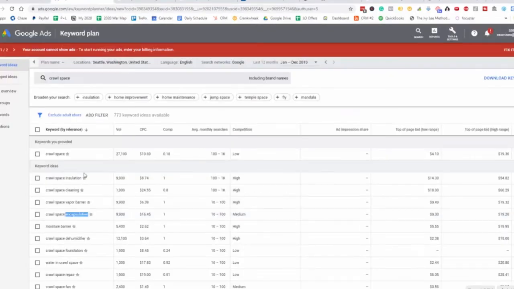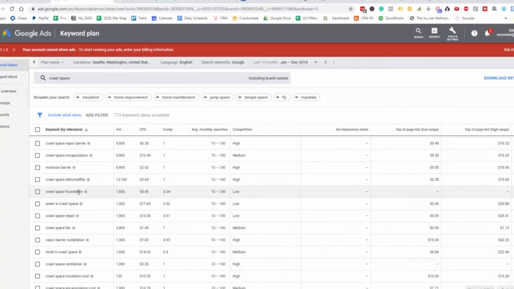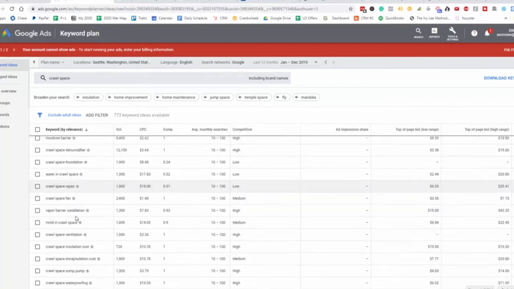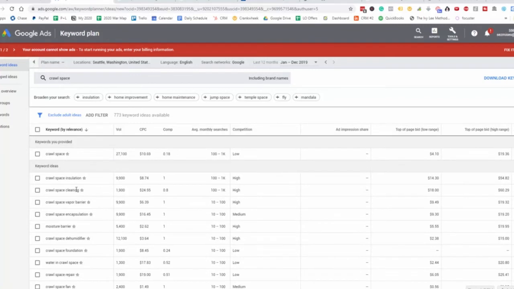Okay, so go down here. Crawl space dehumidifier. This looks more like a product here. Crawl space foundation. This may be a good keyword ad group here as well, because people may be typing in crawl space foundation cleaning, right? And we could include that as well. Water and crawl space. And this could be another keyword ad group here as well, because people can be searching for water and crawl space cleaning. Here is crawl space repair. This can be another keyword ad group. A vapor barrier installation. This could be another one here. So this is what we would want to go through here as far as getting our top level keywords.